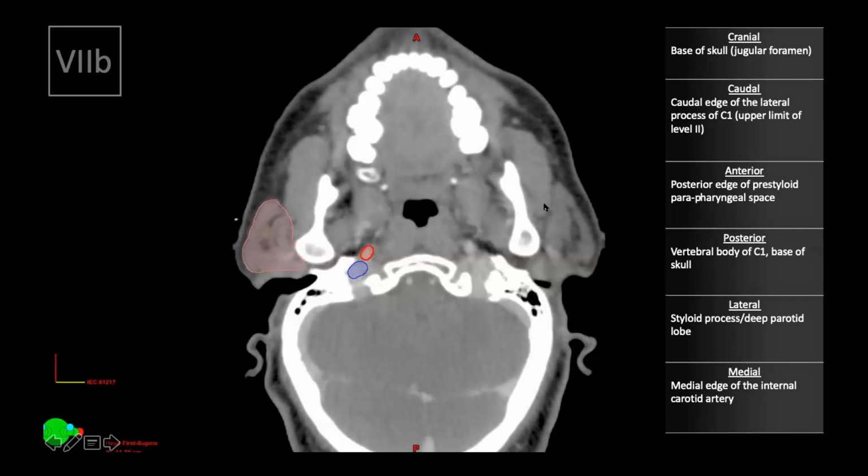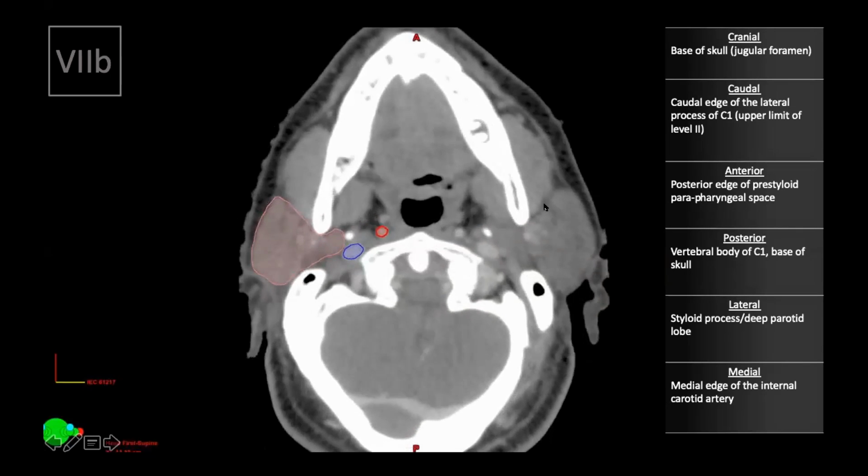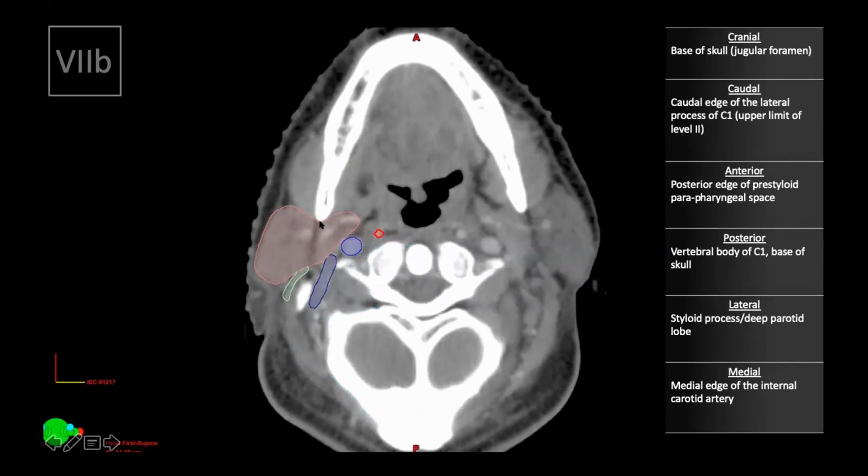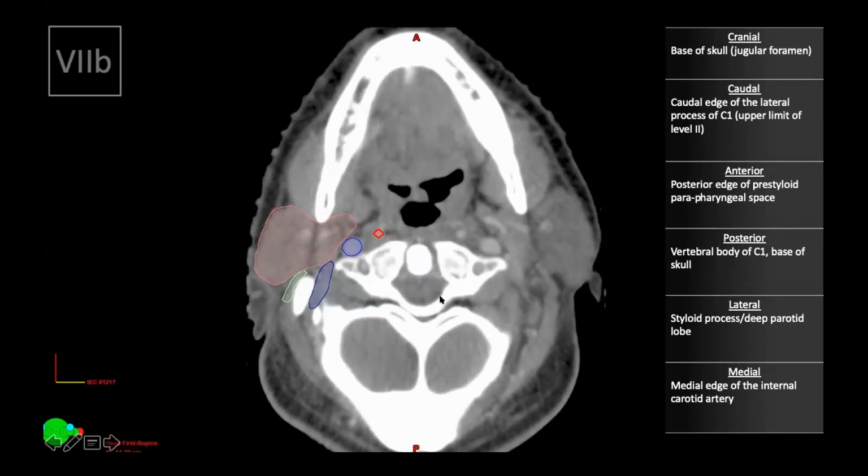So I will see how it looks on the contour. We'll first see the boundaries. I'll first go to level 2 and then come to 7B. So this is level 2. Over here, you can see this is the transverse process. This is the first cervical vertebra. This is the odontoid of C2. So this is the transverse process of the first cervical vertebra.